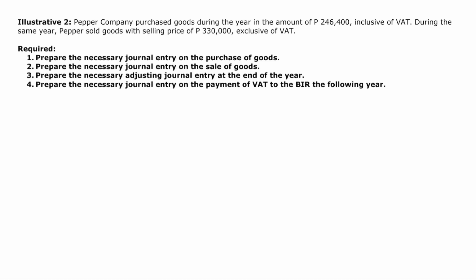Okay? So, here, Pepper Company purchased goods during the year in the amount of 246,400 inclusive of VAT. So, kasama na dyan yung 12% VAT. During the same year, Pepper sold goods with selling price of 330,000, this time exclusive of VAT. So, requirement number 1 is to prepare the necessary journal entry on the purchase of goods. So, on the purchase of goods, see to it that the journal entry is to debit purchases, credit input VAT, and then credit cash. So, ang total payment daw natin is equal to 246,400.